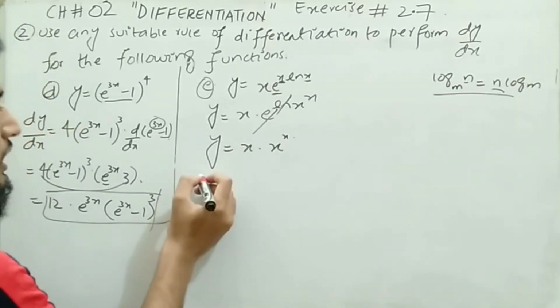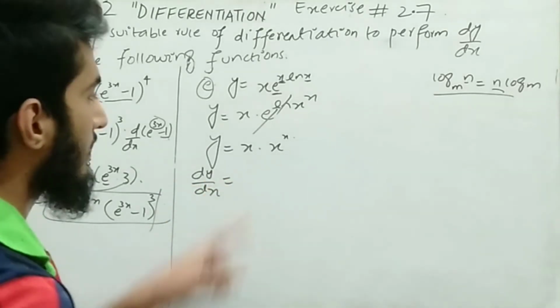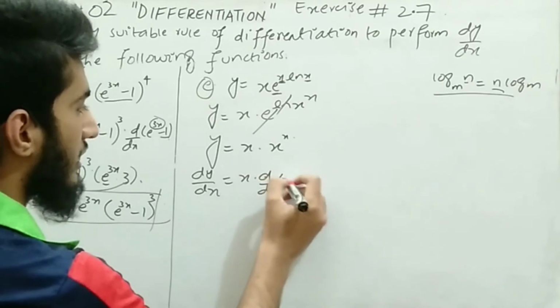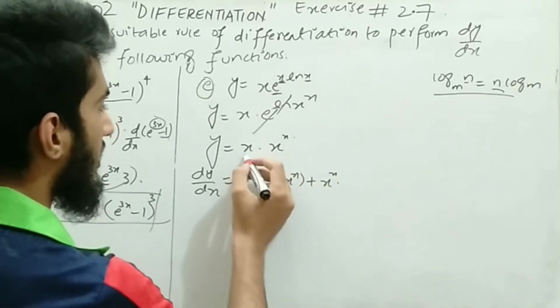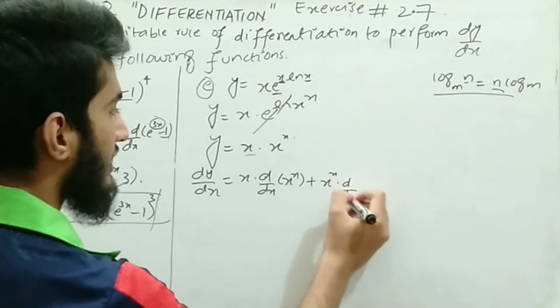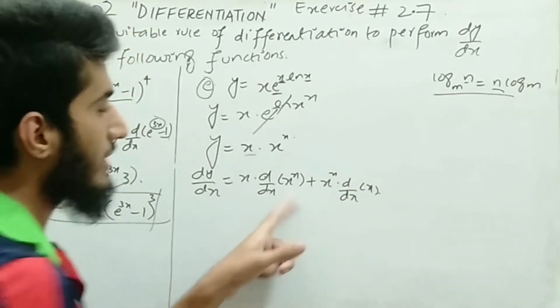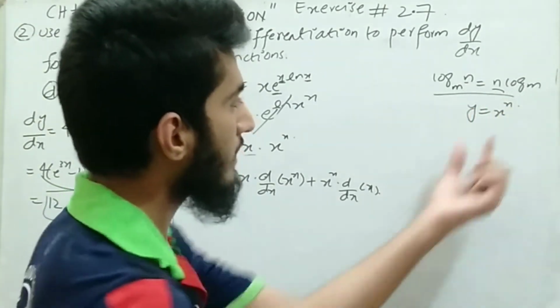Now we will take d by dx on both sides, and we will use the product rule of differentiation. First function times the derivative of the second function, x power x, plus the second function x power x times the derivative of the first function x, so d by dx of x. Now over here we have the derivative of x power x. So we have a function y is equal to x power x. How can we differentiate this function?